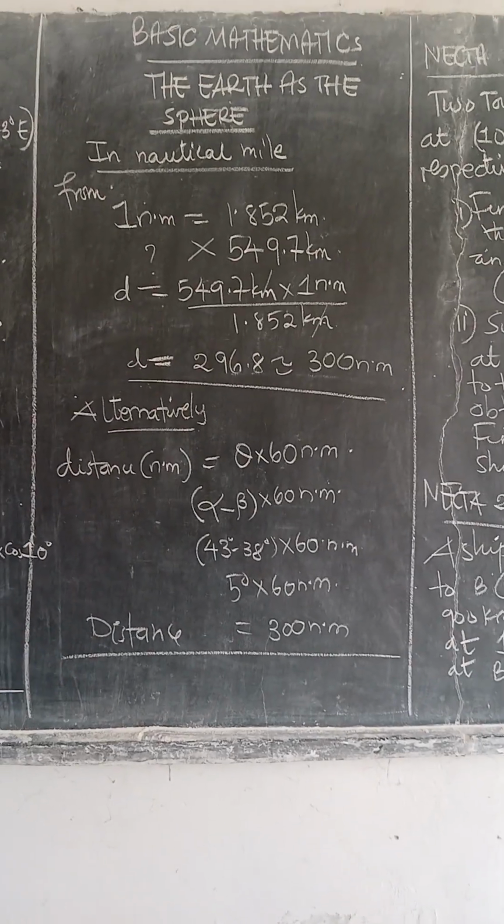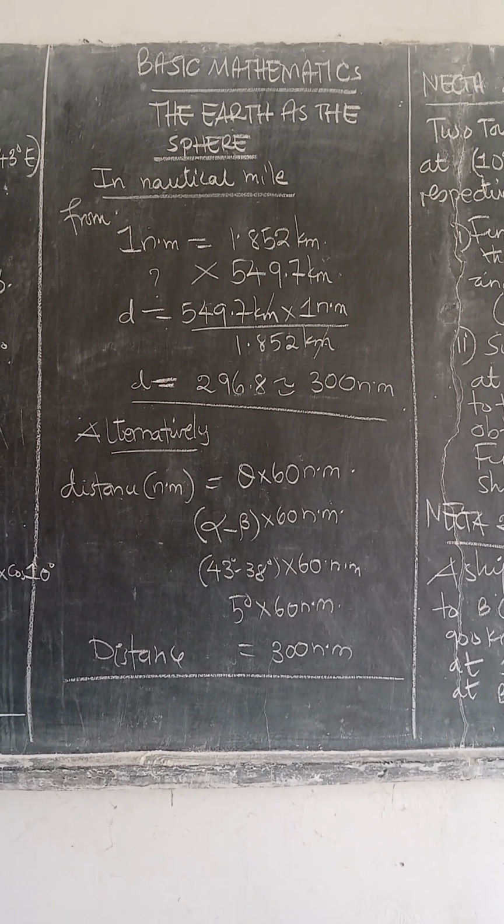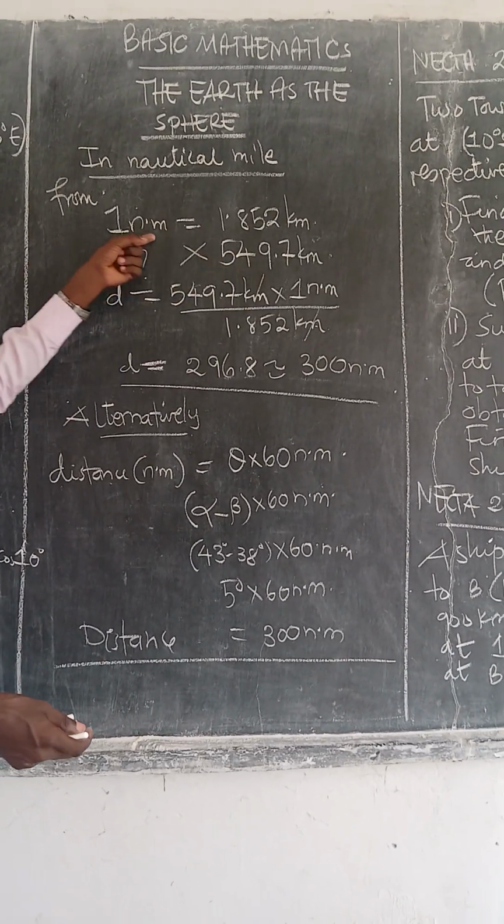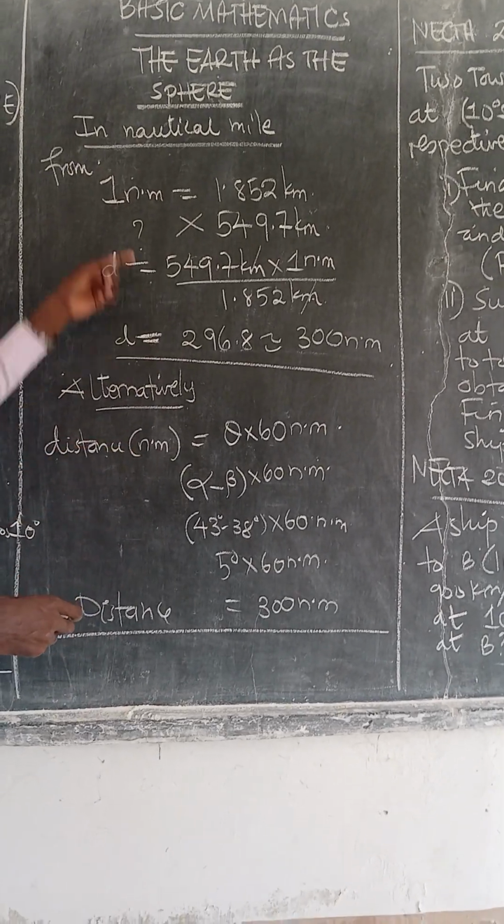So how about these kilometers that have been obtained here? You just substitute here to obtain the value of the distance in nautical miles.